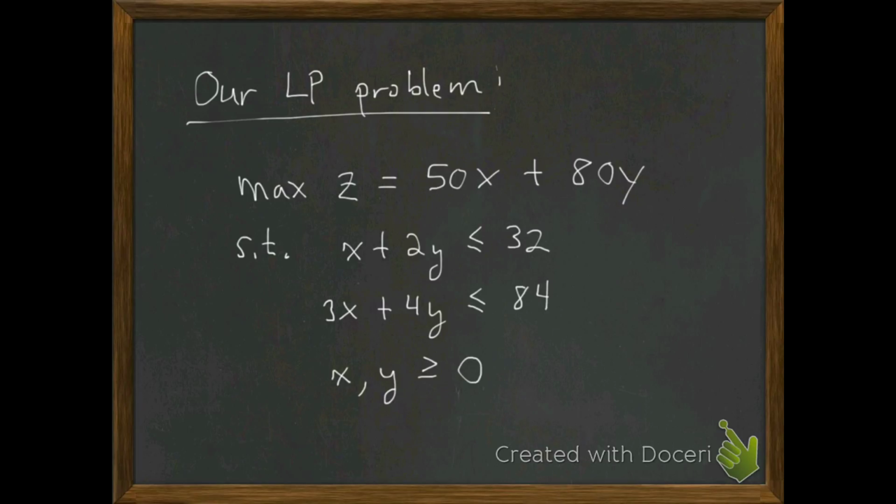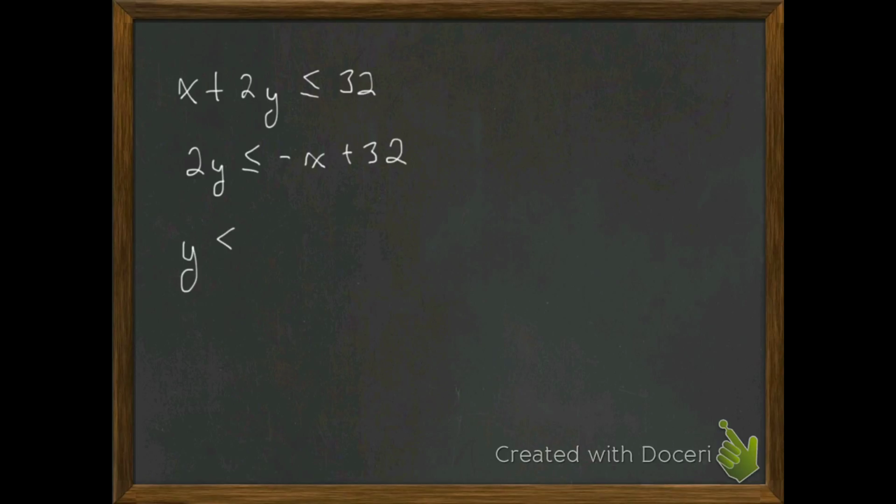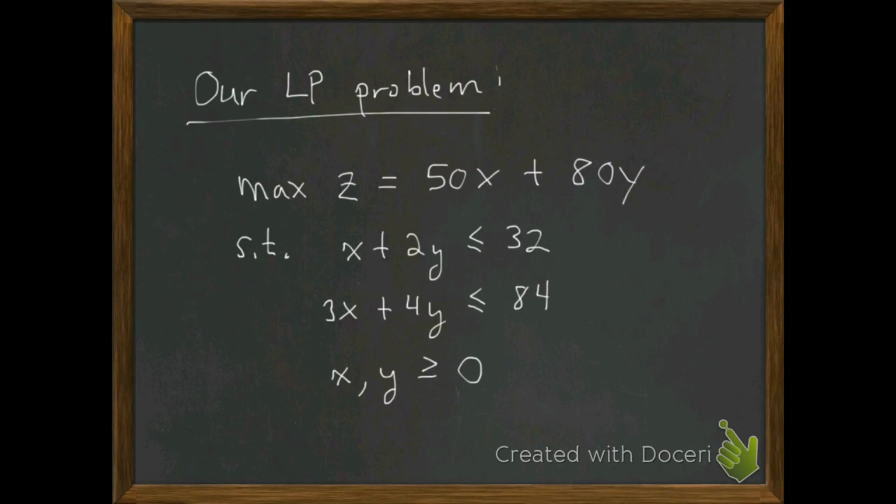So guys, after all the dust settles, this is our linear programming problem. Now, the very first thing we have to do after setting up the LP problem is we have to get our feasible region. So this x plus 2y less than or equal to 32, we've got some work to do. So subtract x from both sides. Divide everything by 2. So there's one of the constraints that I'm going to put in the calculator. Okay? Let's go back to the other one.